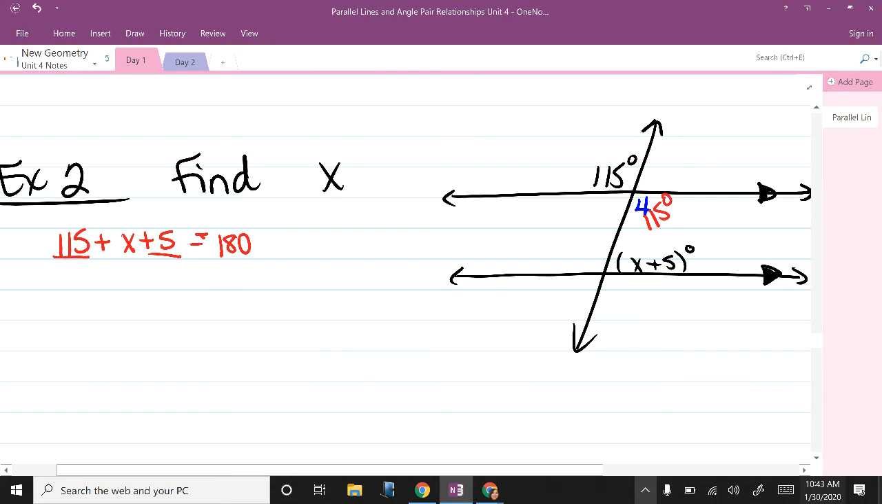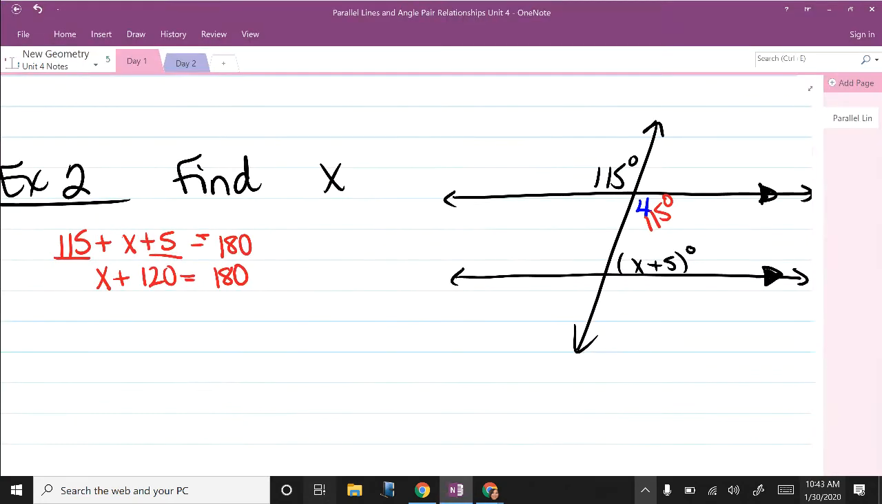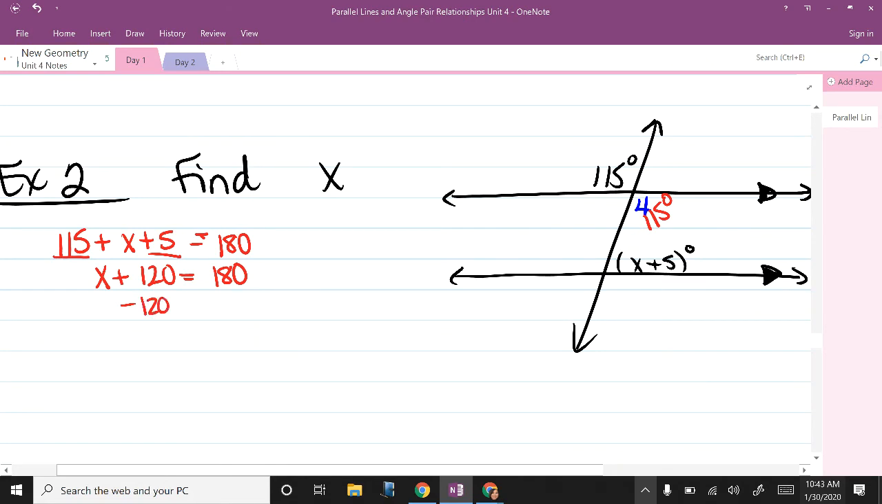So like terms, what's 115 plus 5? So x plus 120 equals 180. Now how do I solve for x? Subtract 120 and x equals what? 60 degrees. Now, it didn't say to find this angle, but what is this angle measure? 65. 60 plus 5 is 65, right? And if I add that with 115, it does equal 180.